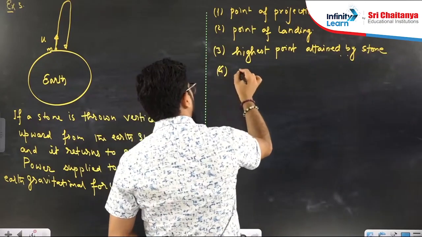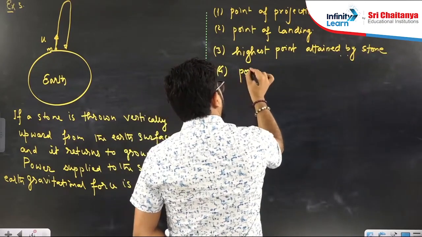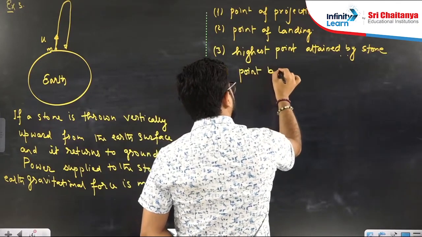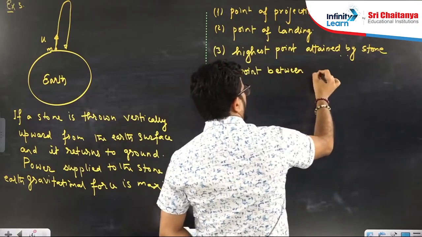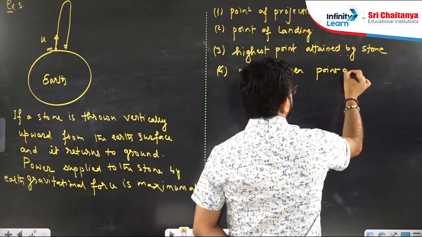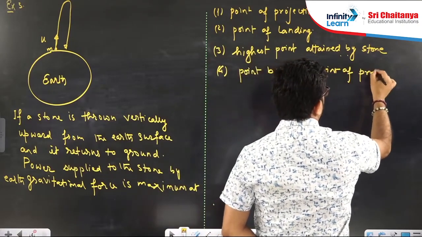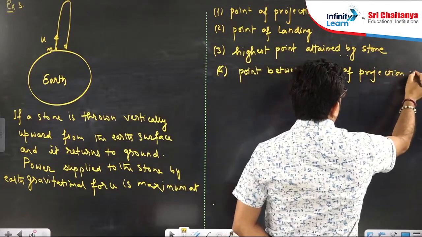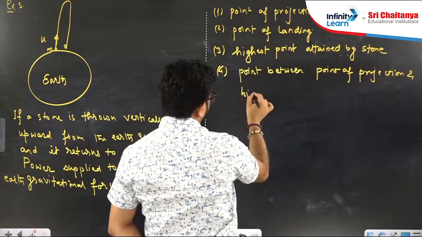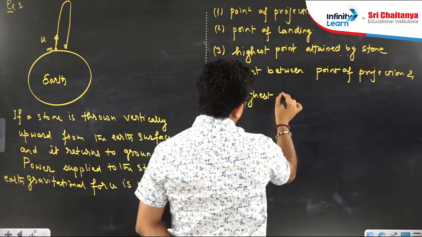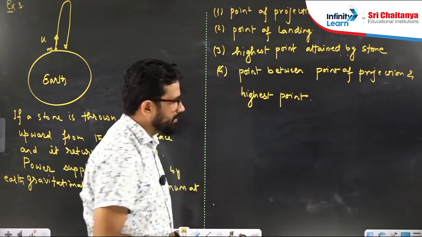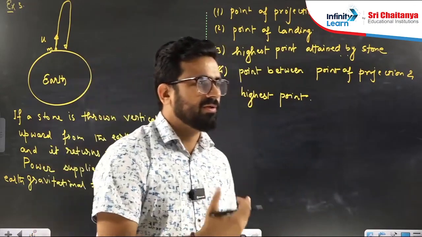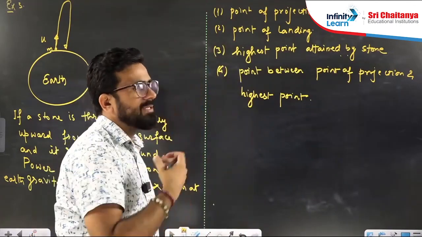Fourth, the point between the point of projection and the highest point. That is the question we have to find. So there's some point I'm taking at which this is happening. So the power supplied would be maximum.